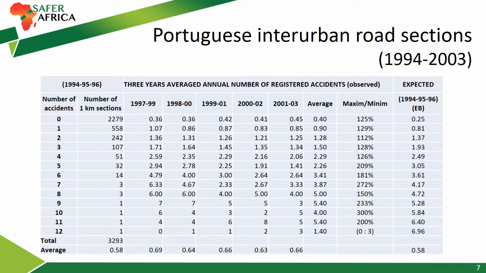Overall, the same pattern of regression to the mean can be observed. On average, the number of accidents in the following periods will be lower than in the initial or reference period. You can see also that the differences are not so big for this case as they were in the previous slide.